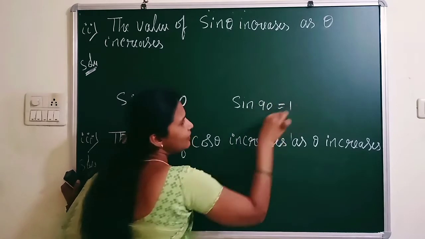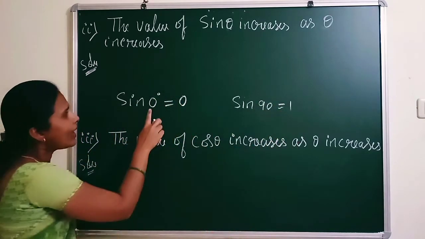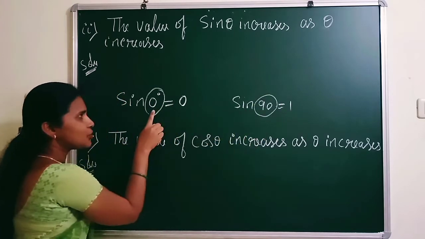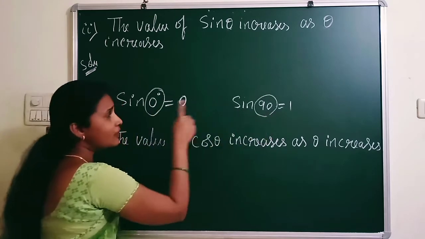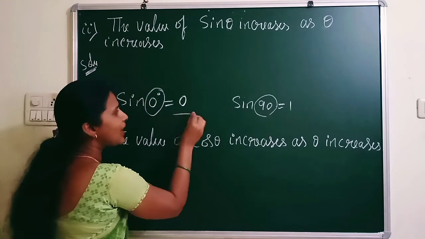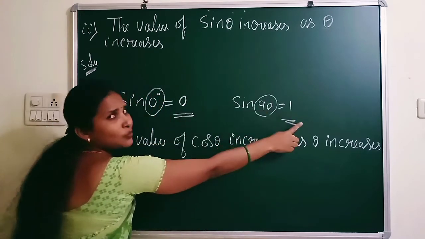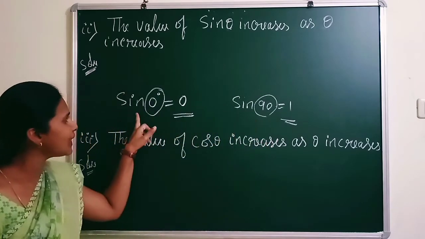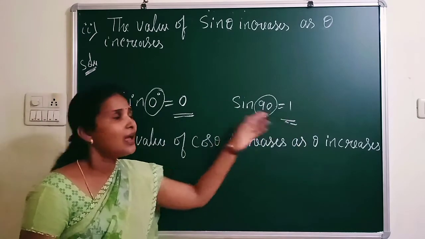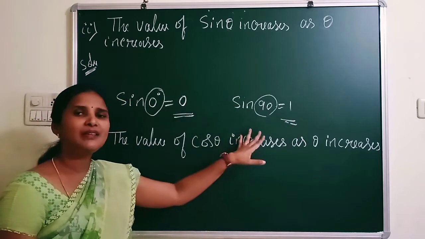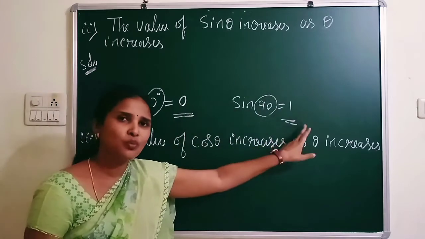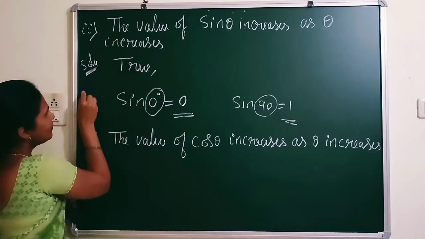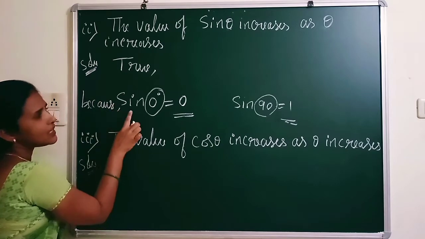So you can observe clearly from the first line of the trigonometric table, this is theta, so 0 degree, here you can see 90 degree. From 0 when it increased to 90 degree, you observe the value: 0 and 1. This itself becomes a justification because sin 0 is 0 and sin 90 is 1. As theta increases, the value of sin theta is also increasing from 0 to 1. So what is the answer? The answer will be true, because sin 0 is 0 and sin 90 is 1.